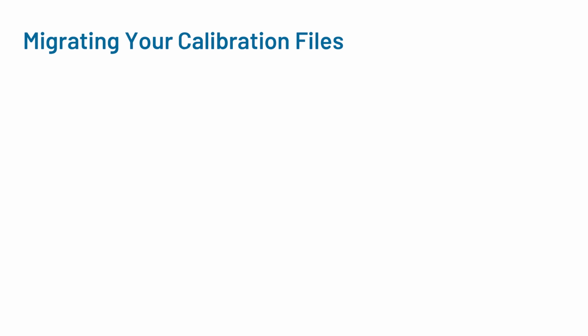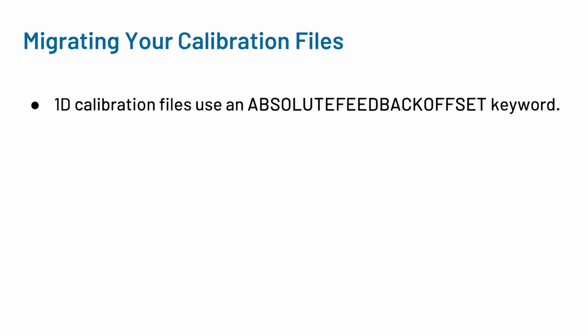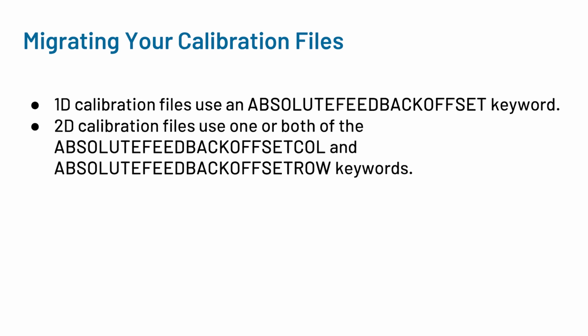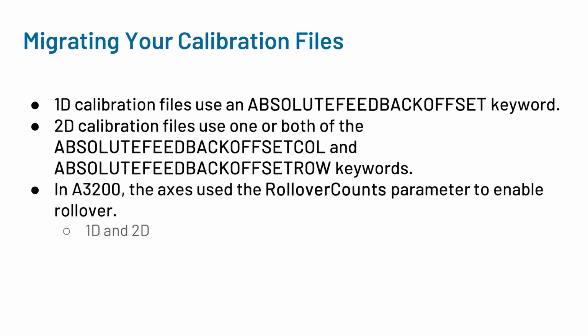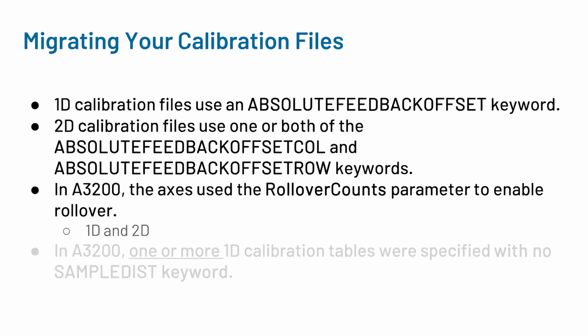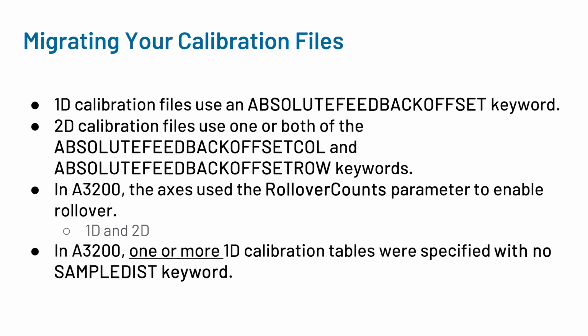The conditions that apply include 1D calibration files that use an absolute feedback offset keyword, 2D calibration files that also use an absolute feedback offset column and absolute feedback offset row keywords, if in A3200 the axes use the rollover counts parameter to enable rollover, and if in A3200 one or more 1D calibration tables were specified with no sample distance keyword. For the next few minutes we will review each of these conditions and how you can update your files accordingly.